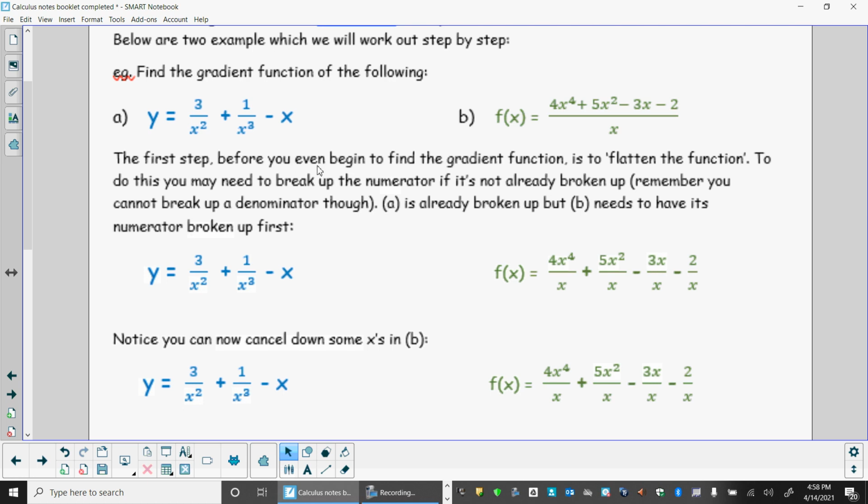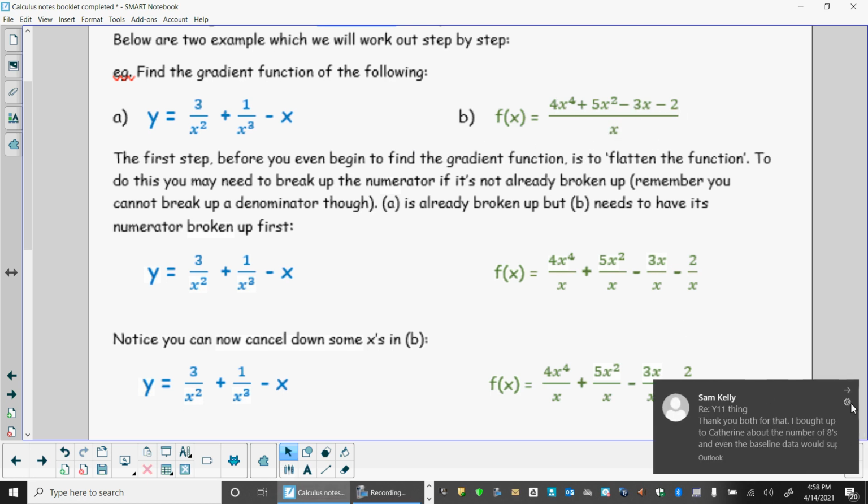So the first step before you even begin to find the gradient function is to flatten the function. Before we find the derivative, we shouldn't have any x's in our denominators. We've got to get them out of the denominators. So you're going to use the negative exponent laws to get these ones out of the denominators, and you'll do some cancelling down to get this one out of the denominator.